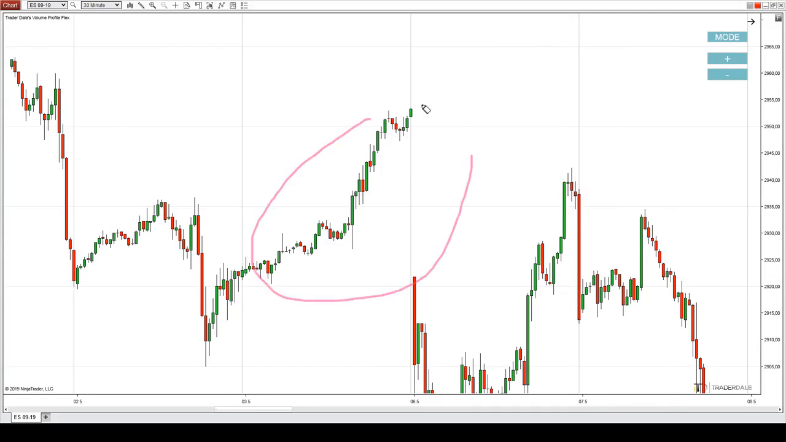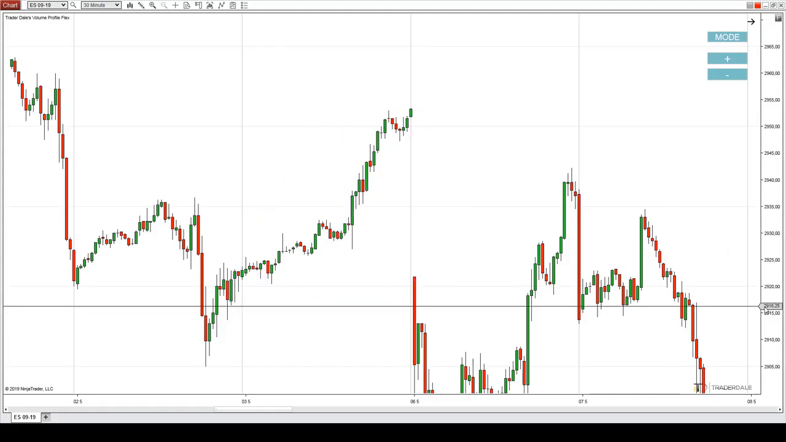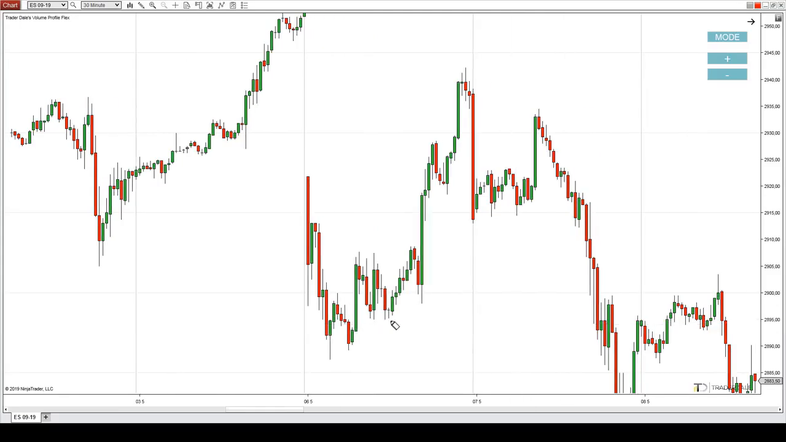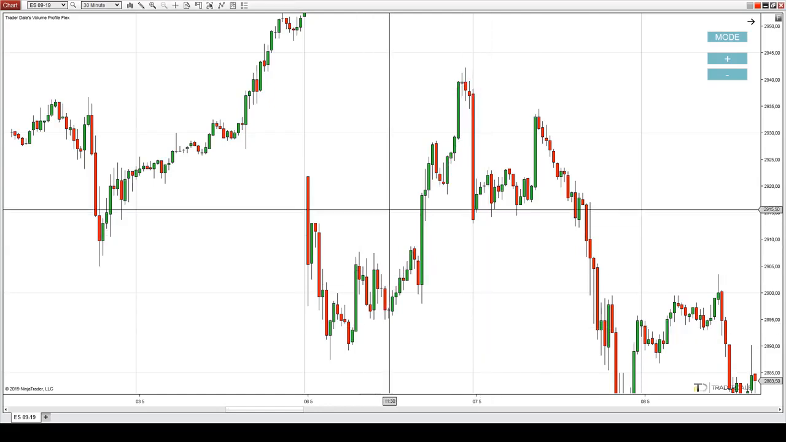Another trend was in here, but as you can see, there was an opening gap, so all the levels would get invalidated by the gap, so there would be no trade from there. So let's move forwards. There was buying activity in here, so let's have a look at the profile.